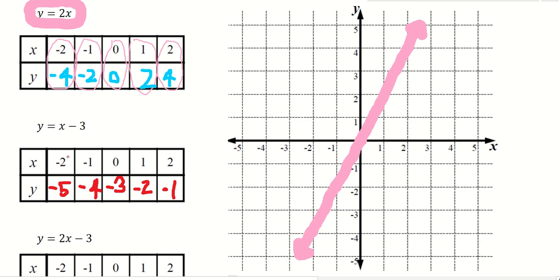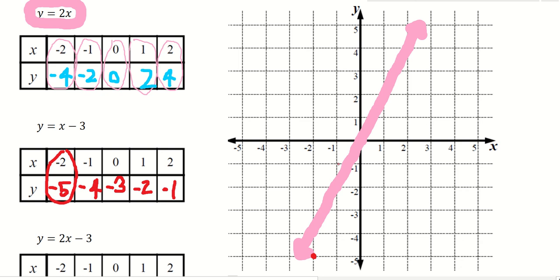Alright, let's plot this. So, when x is -2, y is -5. So, when x is -2, y is -5, and I'm going to put a dot just there. Okay, when x is -1, y is -4.